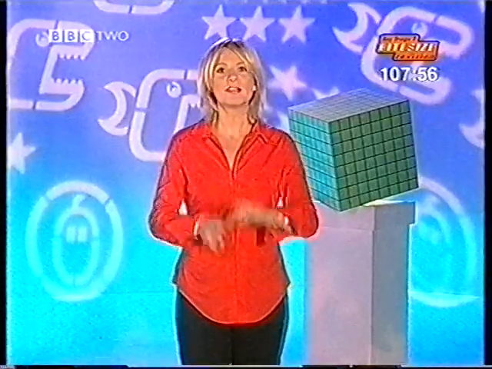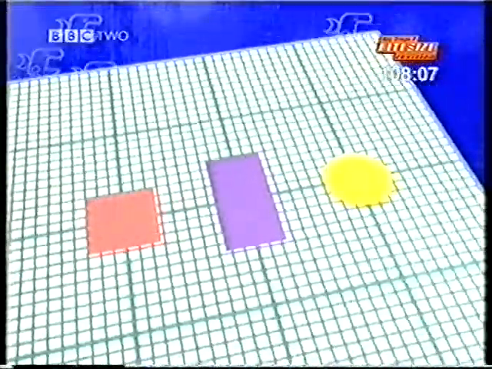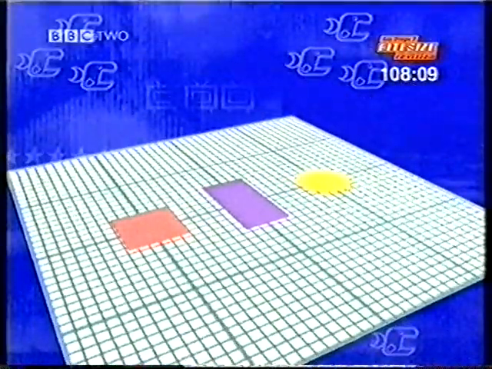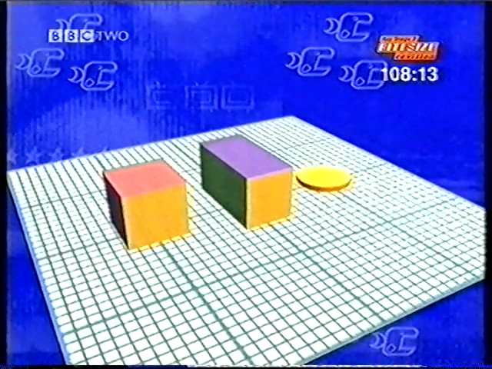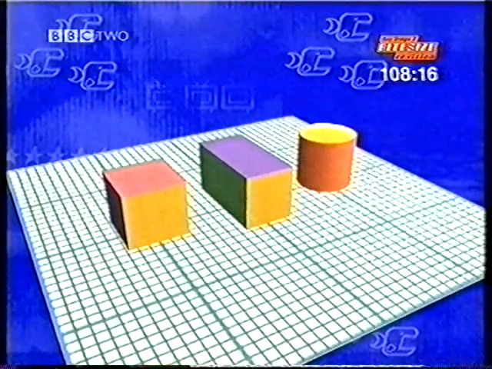Okay, let's round off with 2-dimensional shapes and 3-dimensional solids, starting with 2-dimensional shapes. 2-dimensional shapes appear flat on a piece of paper like these, but 3-dimensional solids appear to rise out of a piece of paper like these. And it's much easier drawing a 3-dimensional solid if you use isometric paper.